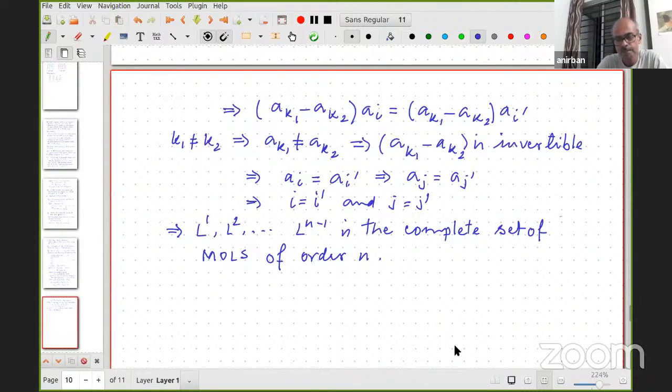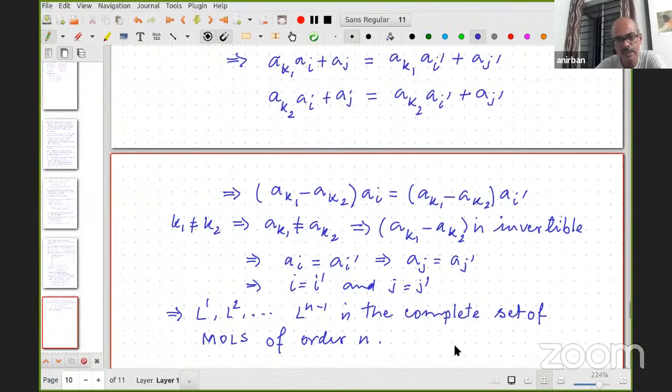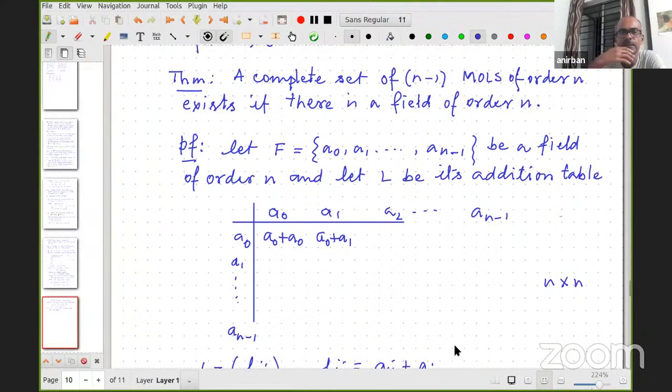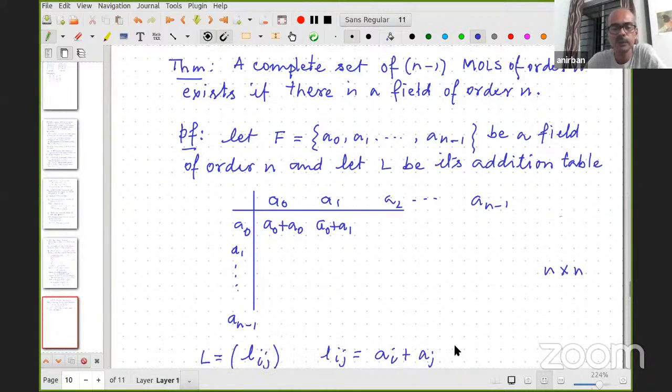Now the question is, do we have such a complete set for other n's which are not prime powers? That is an open question that is not known. So this leads us to finite fields, fields with finitely many elements, and that would be the topic for the next three lectures. With that, I'll stop. Any questions are welcome.